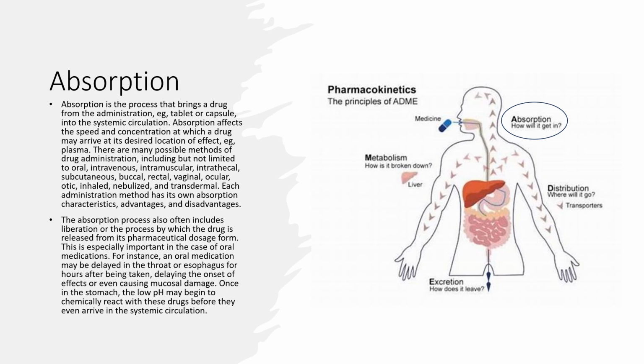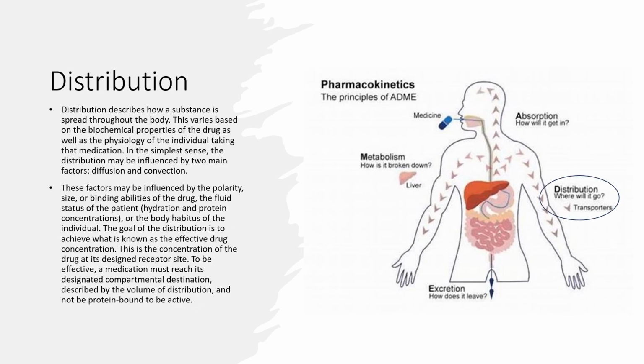This is especially important in the case of oral medications. For instance, an oral medication may be delayed in the throat or esophagus for hours after being taken, delaying the onset of effects or even causing mucosal damage. Often in the stomach, the low pH may begin to chemically react with these drugs before they even arrive in the systemic circulation. Next in the process is distribution.